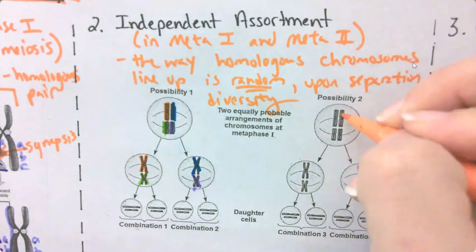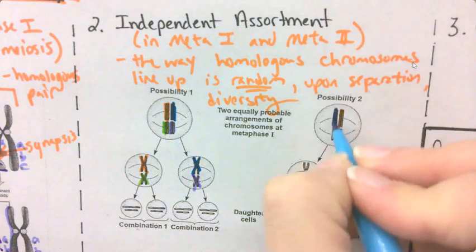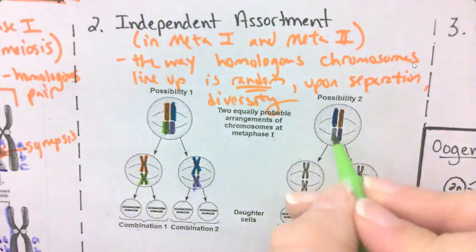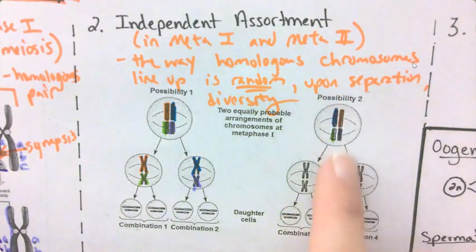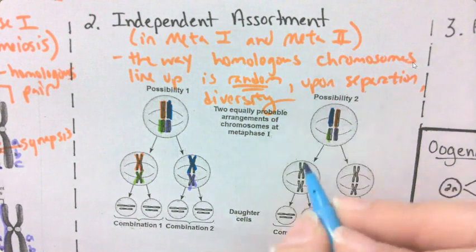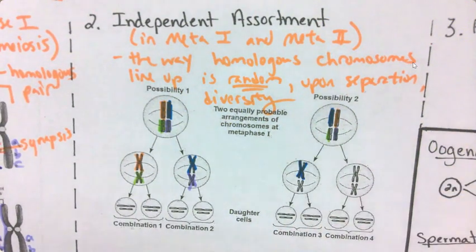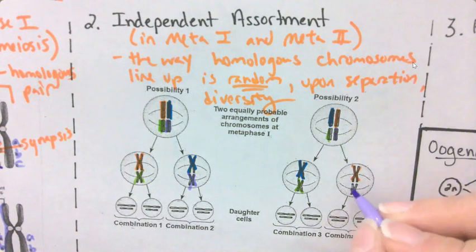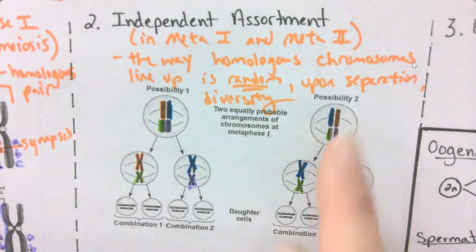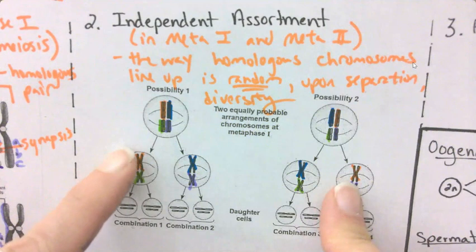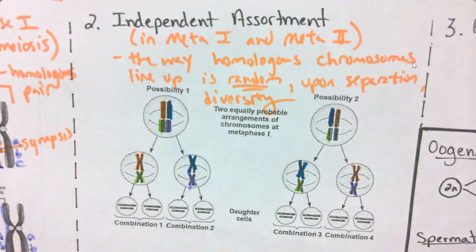But what if the orange and the blue lined up in opposite fashions, right? It doesn't matter as long as the cell has one of each type of chromosome. But now in this example, if they line up this way in metaphase 1, then when they separate in anaphase 1, this cell will have the blue and the green chromosome, and this cell will have the orange and the purple chromosome. So the way they line up in metaphase 1 and then eventually in metaphase 2 influences how they separate in anaphase 1 and then eventually in anaphase 2, allowing you to have a diversity of chromosomes in the different cells, which increases genetic variation.